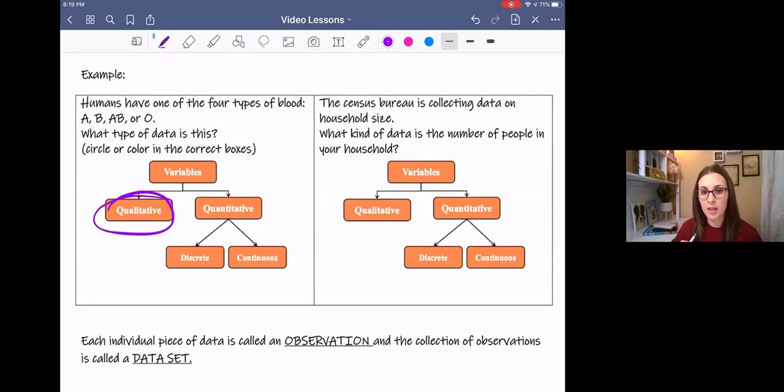What kind of data is the number of people in your household? It says right here number, so that's going to be quantitative. Can number of people be a decimal? No, so this is going to be discrete. Now, when they report statistics on what they found, you might see the average household has 2.5 kids. They don't mean half of a kid, they just basically mean between 2 and 3 kids. So they found an average.